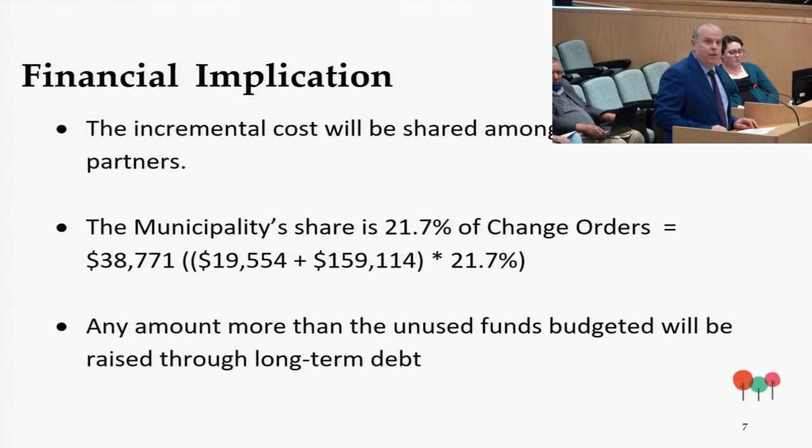In terms of the financial implication, the incremental cost is shared among the project partners. Mr. Dondale put up, I think it's his second or third slide, our pro rata share of cost. Although that slide stated it was 15%, this is a capital project, so our capital share is actually higher. Our municipality share of the capital cost is 21.7%. So our share would be $38,771, which is the $19,554 plus the new contract work of $159,114 times that capital percentage share of 21.7%. Any amount above the unused funds budgeted will be raised through long-term debt.